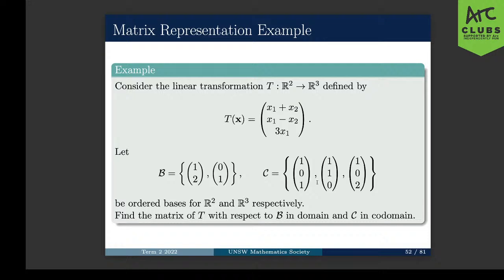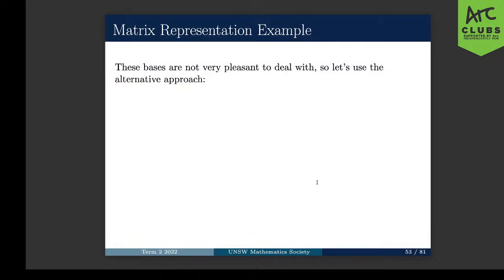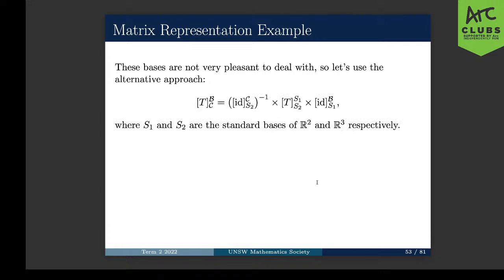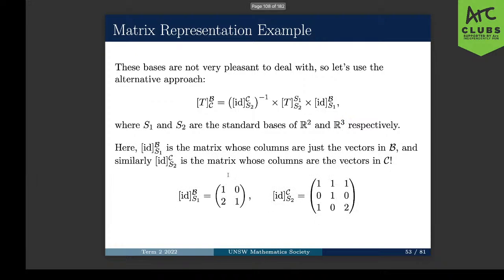Okay, so these bases are not very pleasant to deal with. They're not the standard bases, as I said. So let's use the alternative approach, which is this. S1 and S2 are the standard bases of R2 and R3, like the (1,0) and (0,1) vectors, and the (1,0,0), (0,1,0), and (0,0,1) vectors for R3. Here, the ID B S1, like B in the domain, S1, the standard basis in the domain as well, is just the matrix whose columns are the vectors in B.